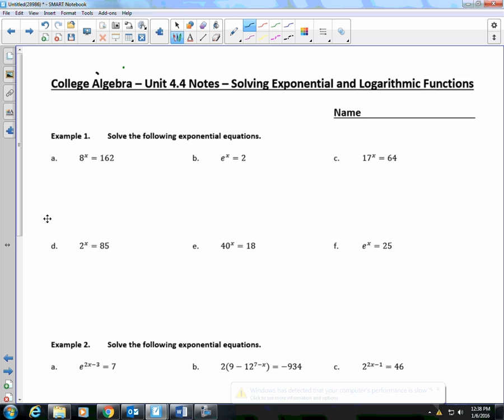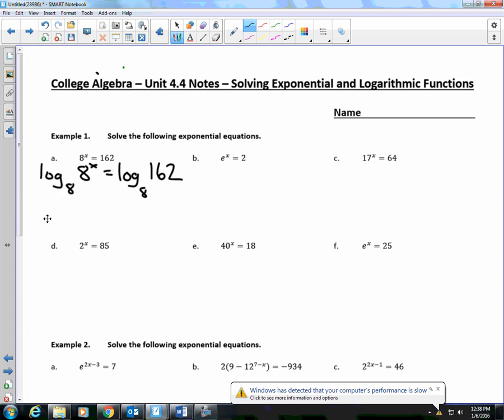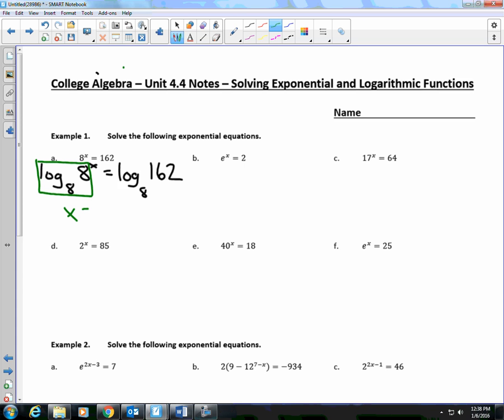Well, that's a good question. I mean, that's challenging to figure out. But now with logarithms, it's quite easy. We do the same thing to both sides. We take the log base 8. Watch how beautiful this works out. Log base 8 of 8 cancels, leaving you with x equals log base 8 of 162. Thank goodness for our lesson yesterday. We learned how to give a numerical expression for log base 8 of 162.